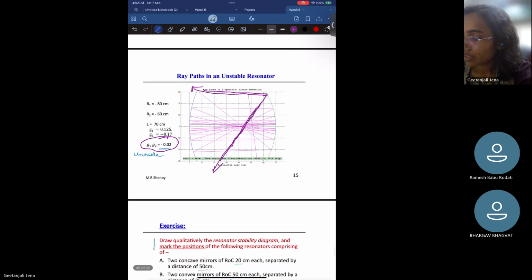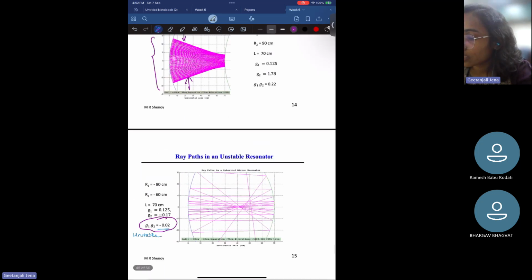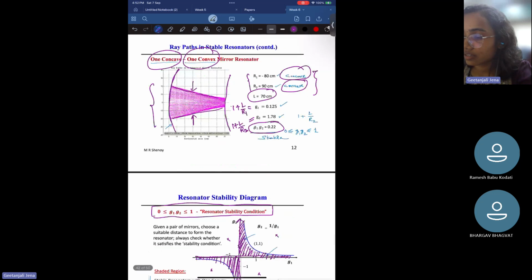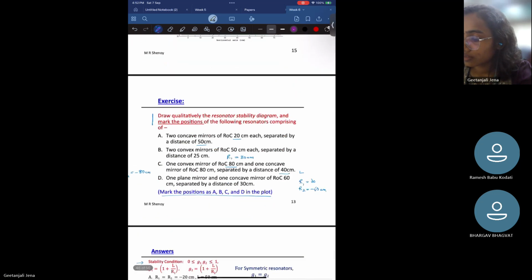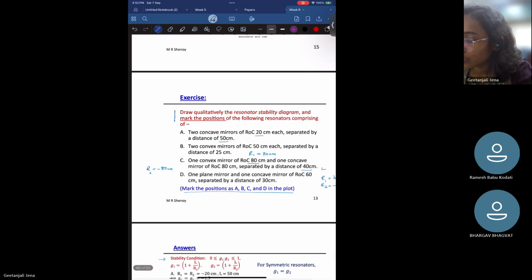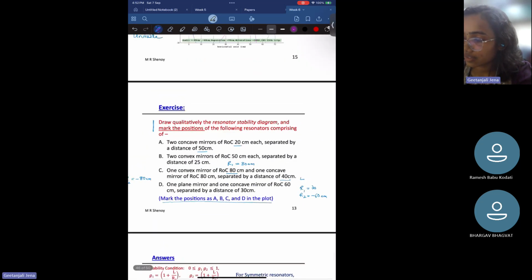This concludes our ray path in a spherical mirror resonator. So do you have any doubt in all these parts before moving to our next section? So let us first solve this one, then we'll move into the next section.